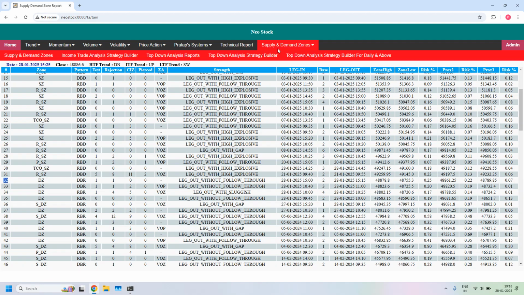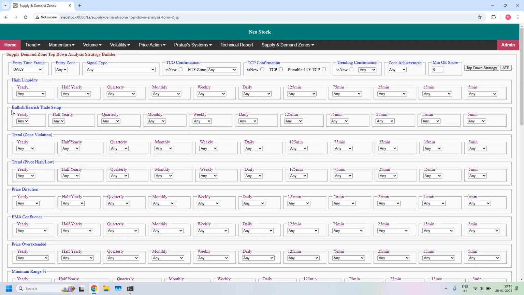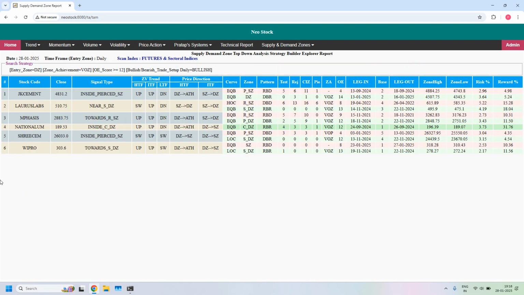Next, I will generate bullish and bearish trade setups for different income trades. First, bullish trade setup for monthly income trade, entry zone, demand zone. Bullish or bearish trade setup at daily time frame, monthly income trade entry time frame is daily. I am selecting bullish. Zone achievement, violated opposing zone, minimum odd enhancer score 12. With these filters, we got 6 stocks. Currently, these 6 stocks are supporting bullish trade setup for monthly income trade. And these entry time frame zones are daily demand zones.